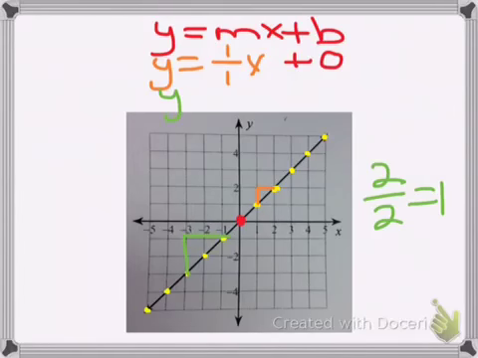So we don't actually need to write 1x. We could just say x, and we don't need to write 0. So our answer is y equals x. That's an equation you're going to see a lot. Let's go to another example.